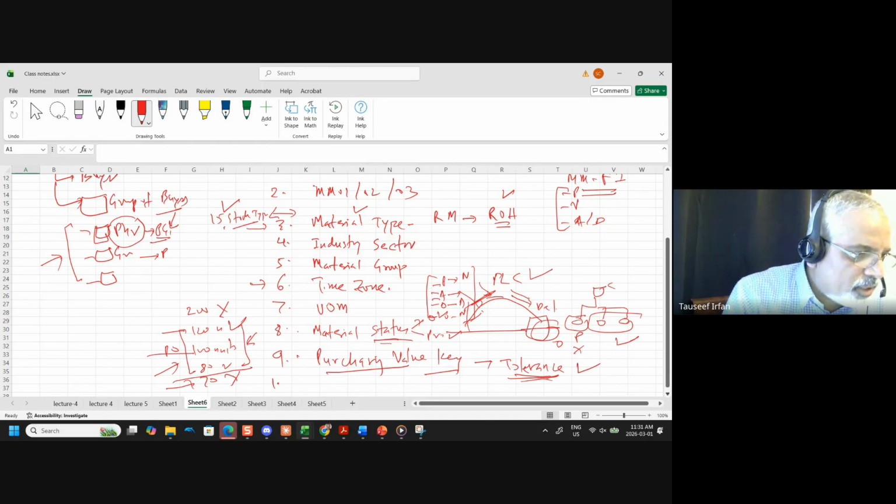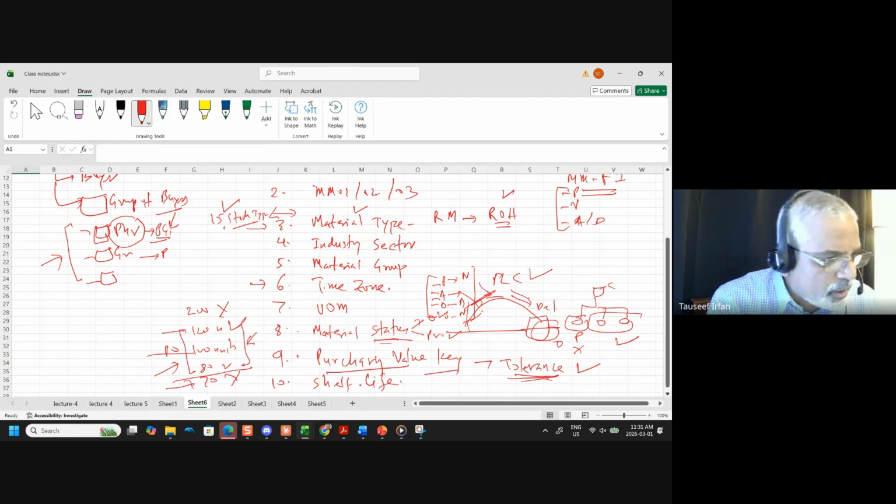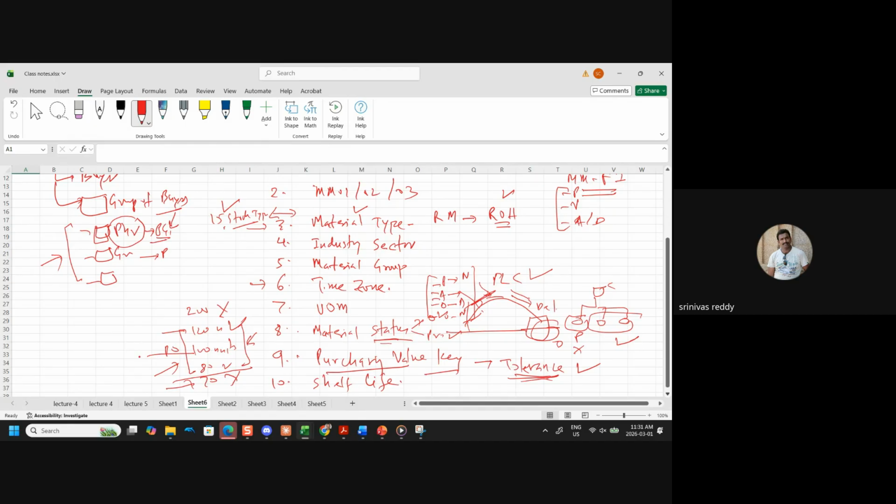Then number 10 is definitely your shelf life. We discussed the shelf life, so how to set all that shelf life in this one. So you see all these. There are many others, but I think the most important one is the procurement key, internal or external.